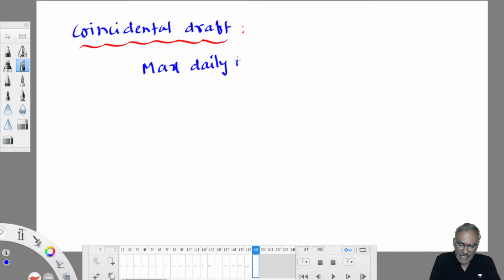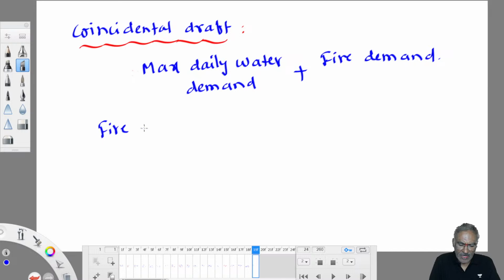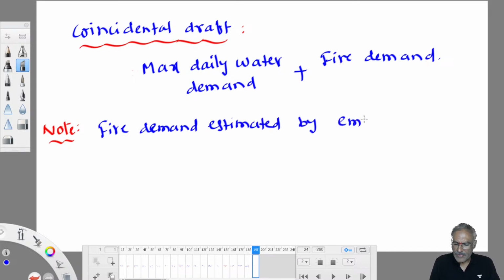Maximum daily water demand plus fire demand together is known as coincidental draft. This fire demand we estimate by empirical formulae. There are so many empirical formulae available, so using those we work out fire demand. Fire demand is estimated by empirical formulae.